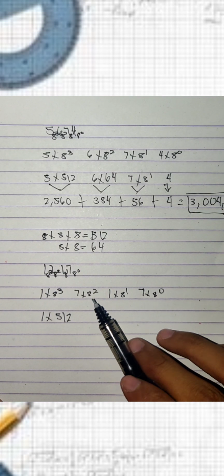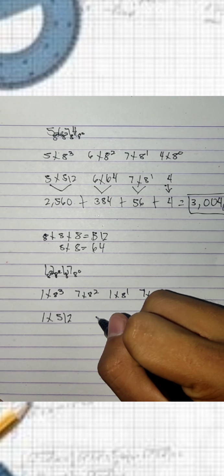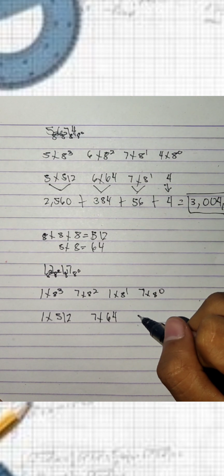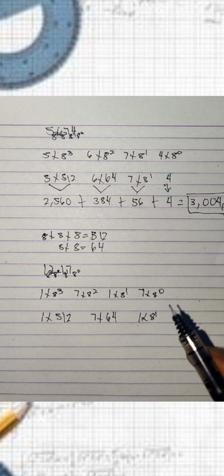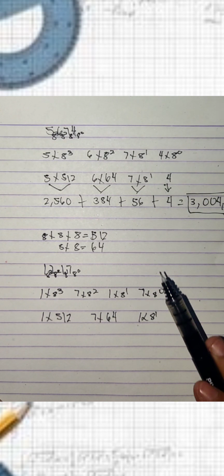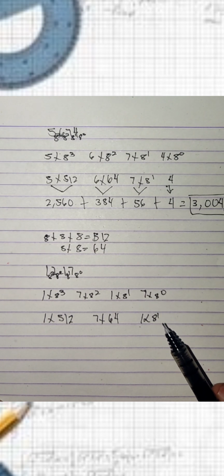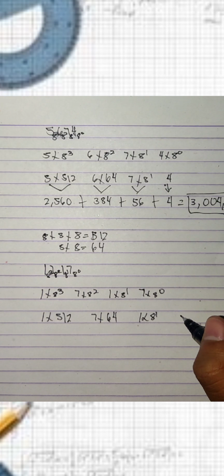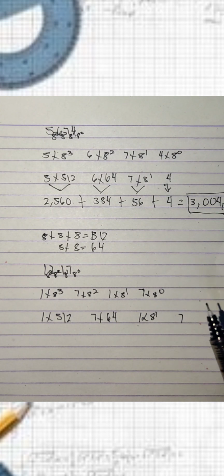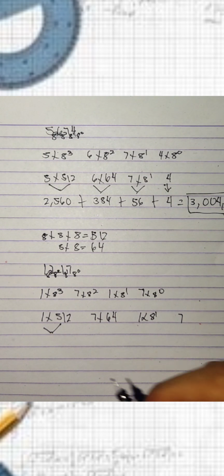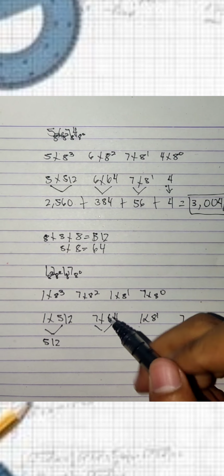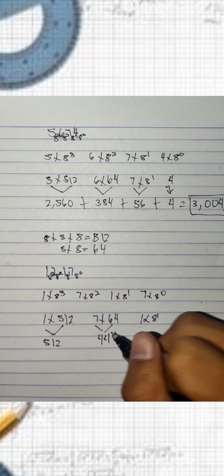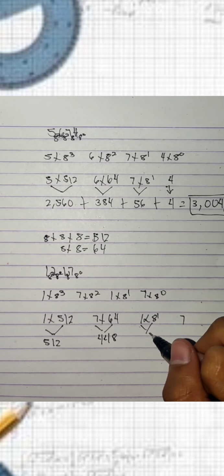Then, 7, 8 times 8, 64. Ilagay natin, 64. 1 times 8 is equals to 8. Down na lang natin siya kasi isa lang naman siya, bali 8 pa rin yan. So, bring down 7 natin siya. Kasi 7 naman siya, kahit i-times mo siya, 7 times 1 is 7. So, 1 times 512 is equals to 512 pa rin. 7 times 64 is equals to 448. Then, 1 times 8 is equals to 8.